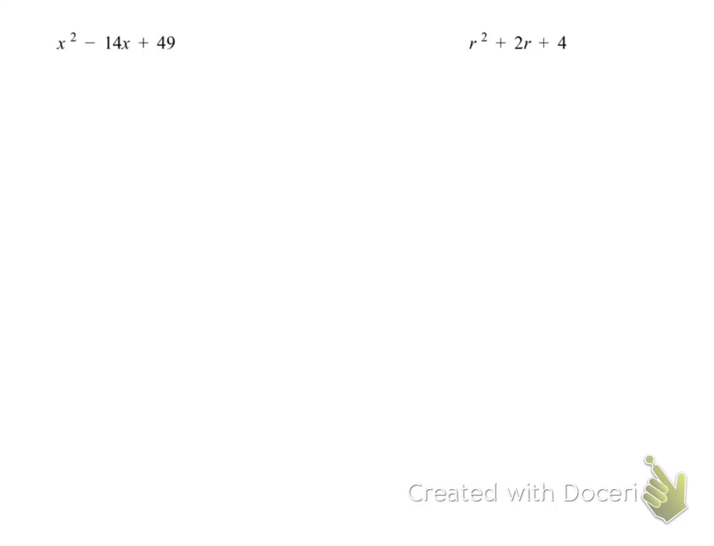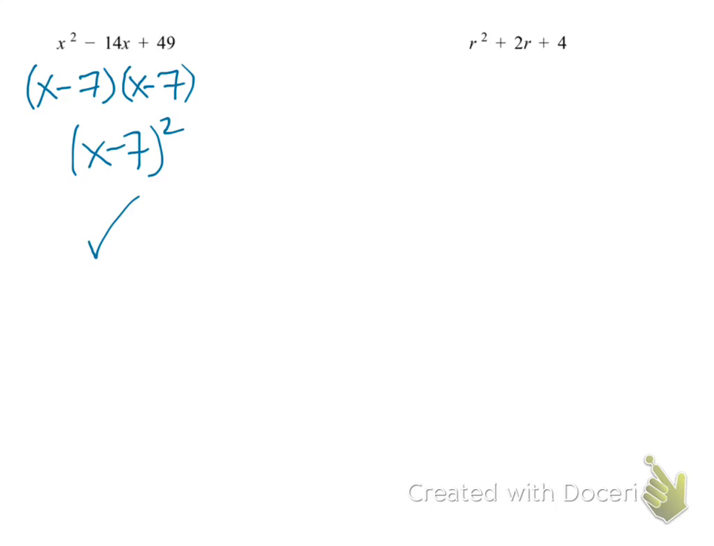If we look at the next one, x squared minus 14x plus 49. Well, again, I can factor this as x minus 7 and x minus 7, which is x minus 7 quantity squared. So again, this is a perfect square trinomial. And the next one, r squared plus 2r plus 4, this one doesn't even factor. So it's not a perfect square.